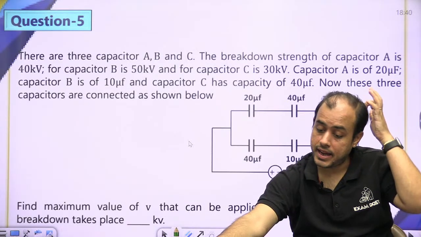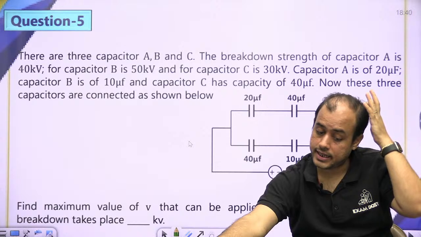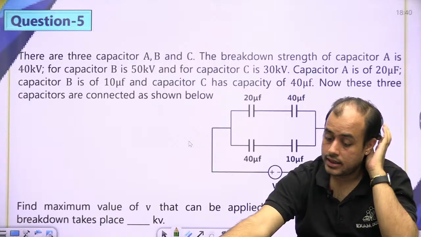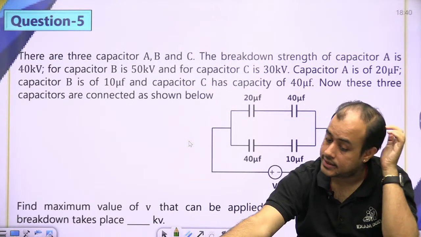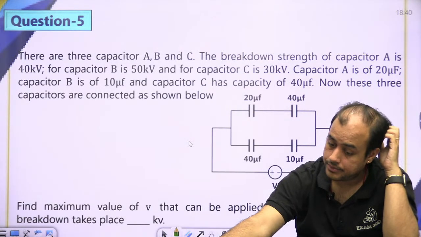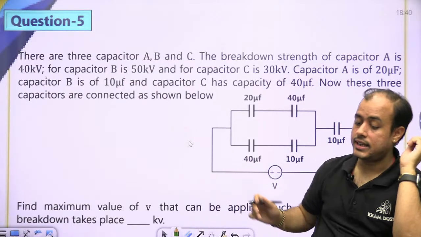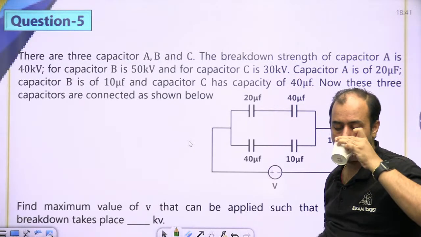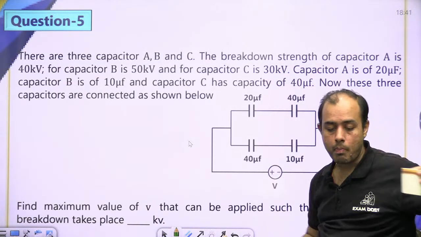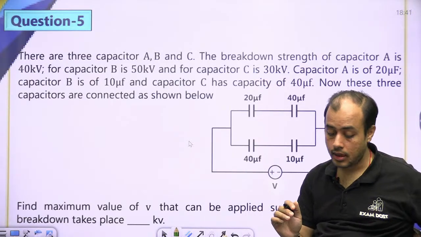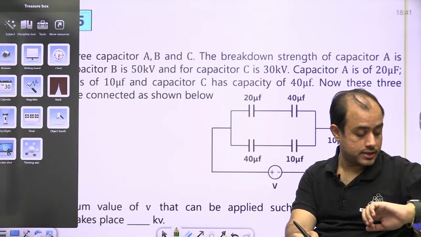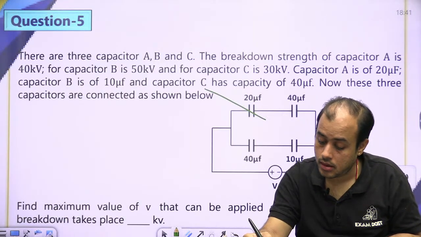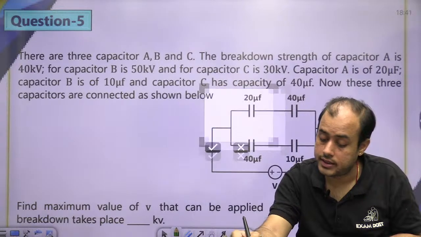Now there are three capacitors. The breakdown strength of capacitor A is 40 kV, B 30 kV, C 30 kV. Capacitor A 20, B 10, C 40. Okay. Now these are connected. Find the maximum value of V such that no capacitor breaks down. Look son, for such questions, always remember.